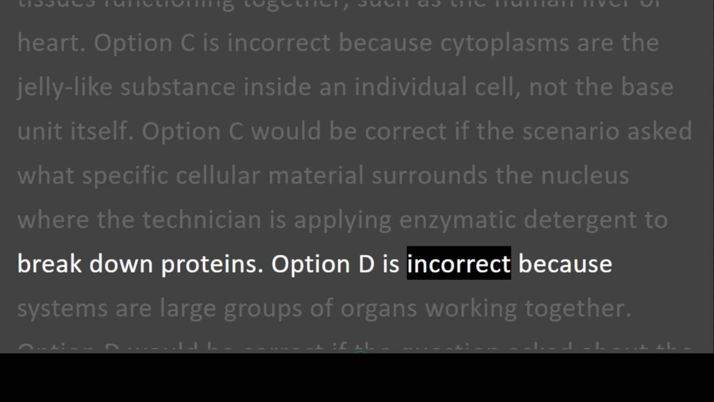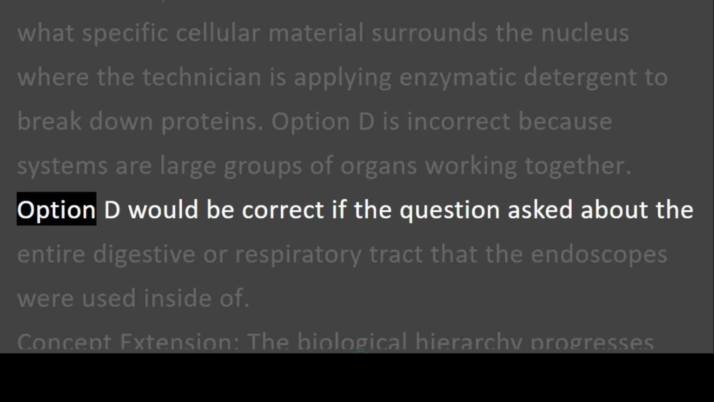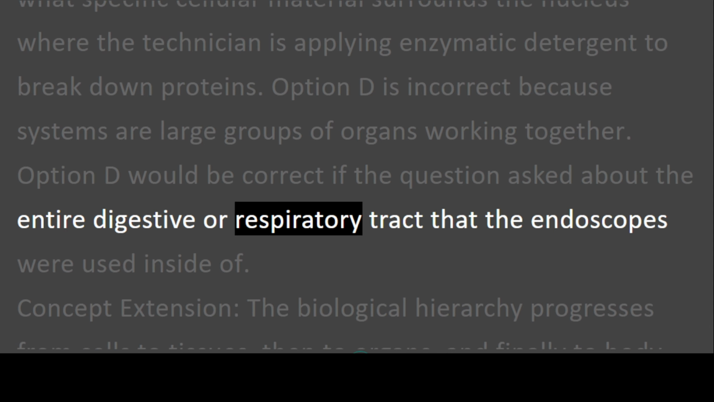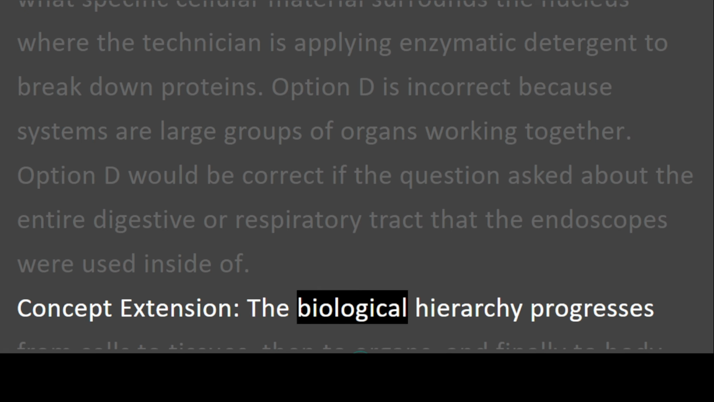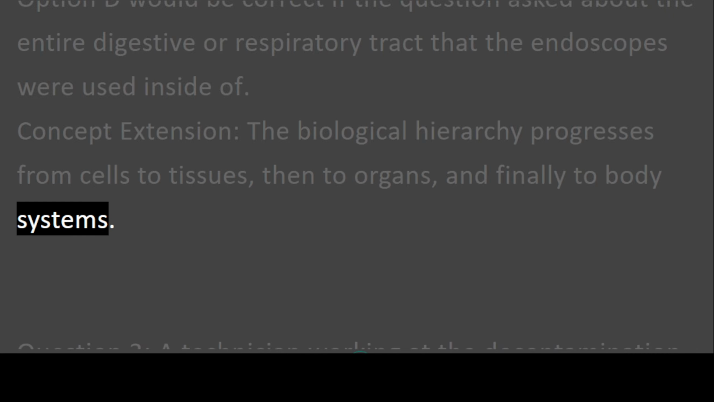Option D is incorrect because systems are large groups of organs working together. Option D would be correct if the question asked about the entire digestive or respiratory tract that the endoscopes were used inside of. Concept extension. The biological hierarchy progresses from cells to tissues, then to organs, and finally to body systems.